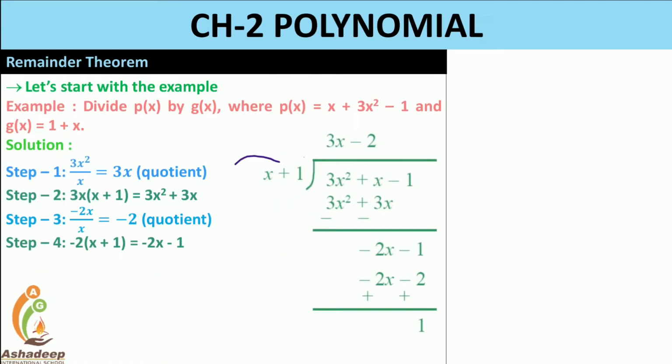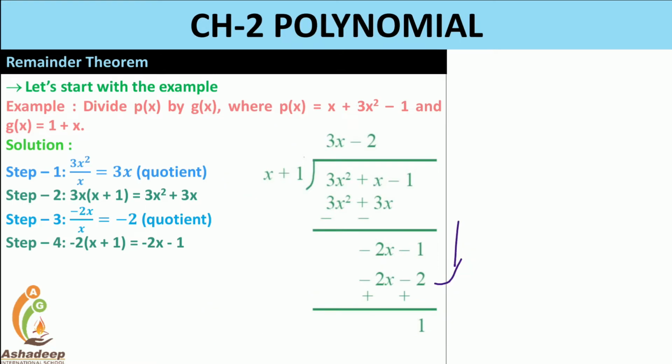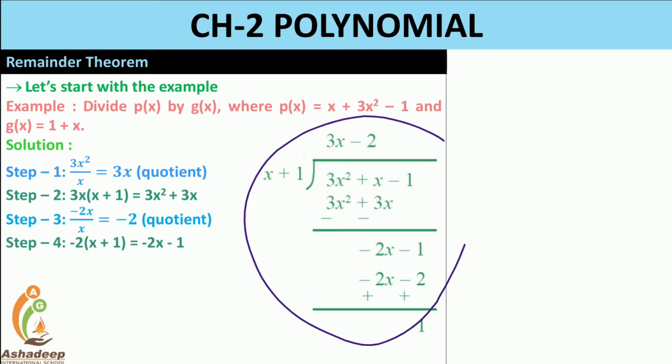See here the degree is 1 and here the degree is 0. They can never be equal, because if the degrees are equal, we can do the division ahead also, we can do the sum also. So this is the thing.